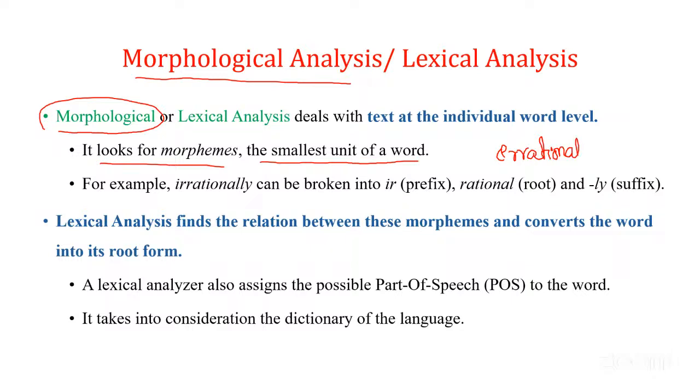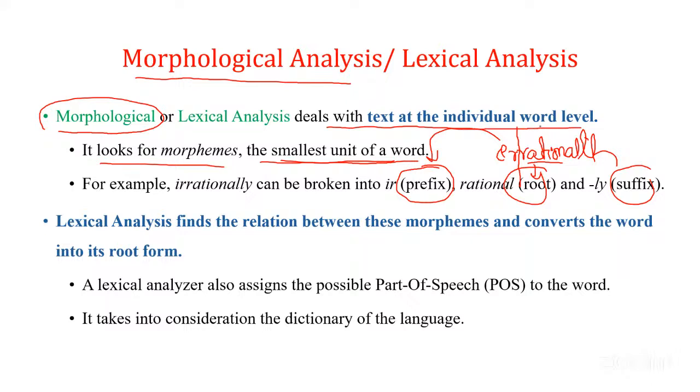Every word in English can be represented with a prefix, a root word, and a suffix. So, ir is the prefix, rational is the root word, and ly is the suffix. In morphological analysis, we deal with the smallest meaningful word in that language, where we deal with individual word levels.